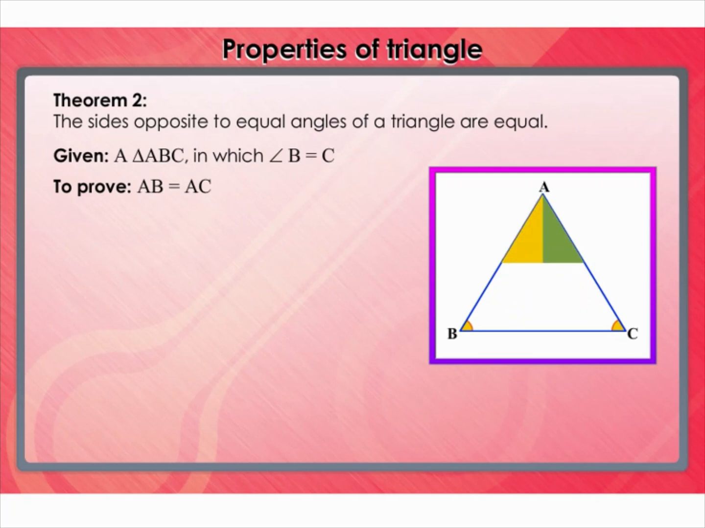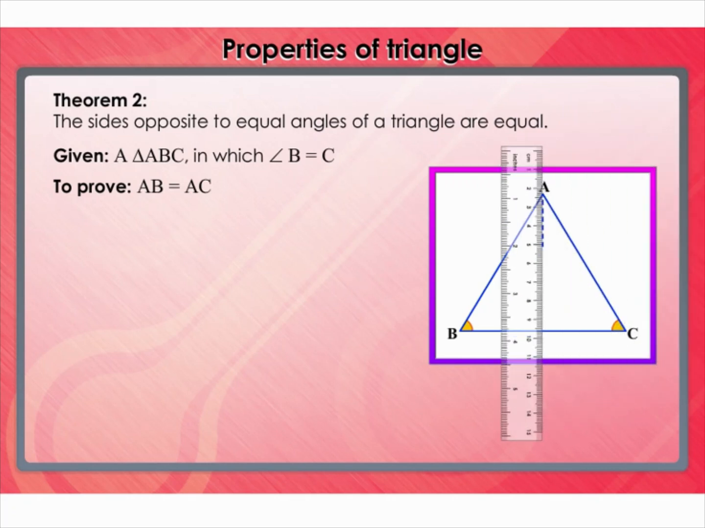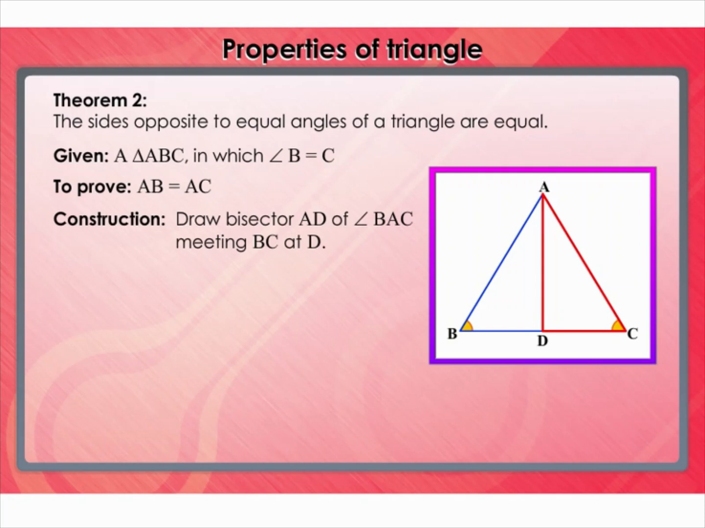base. This divides the triangle into two triangles. Then using the criteria of congruence, we'll prove that the resulting two triangles are congruent. Then using CPCT, which implies corresponding sides are equal, we'll prove the converse theorem. Let's draw bisector AD of angle BAC meeting BC at D. Thus two triangles ABD and ACD are obtained.